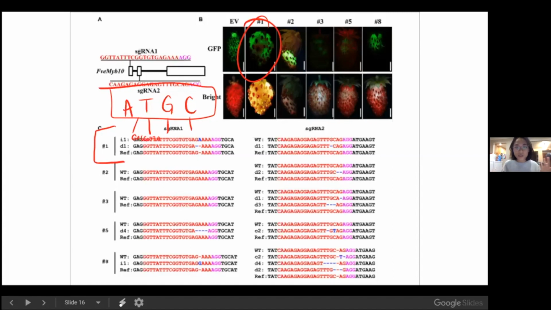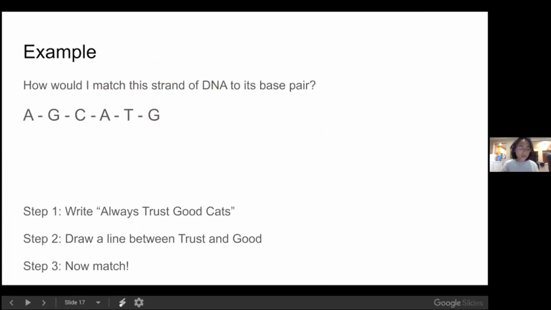So that's actually what we're going to practice a lot today, seeing DNA sequences and pairing them up with the correct base pair. So how would I do that? I'm going to start you off with an example, and then you're going to have to know how to do it for the rest of the lesson and for the test as well. So CFU, how would I match this strand of DNA to its base pair? And the DNA strand is AGCATG.